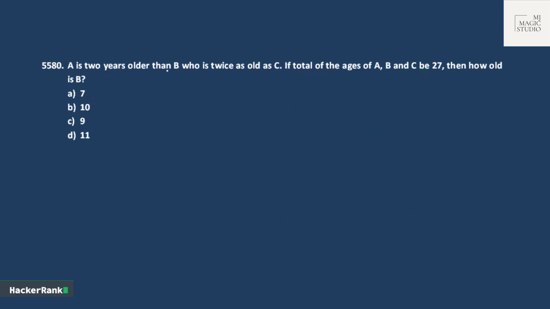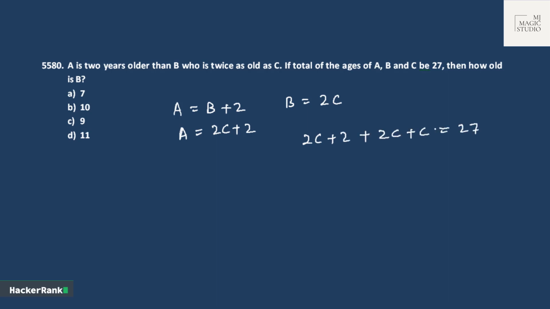A is 2 years older than B. A is B plus 2. B is twice as old as C. B is 2C. That means A is 2C plus 2. If total of ages of A, B and C is 27, that means A plus B plus C is 27. 5C plus 2 is 27. 27 minus 2, C is 5 years old. Then how old is B? B is 2C. That is 10 years old. Option B is the pick.